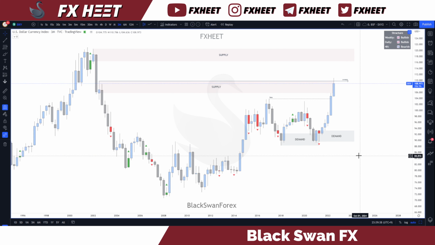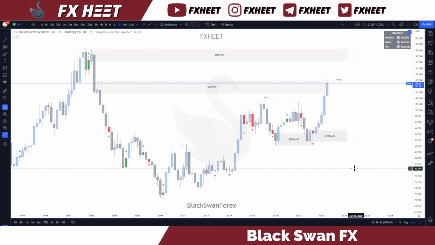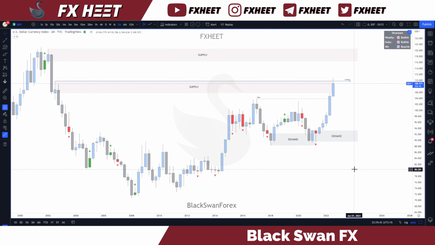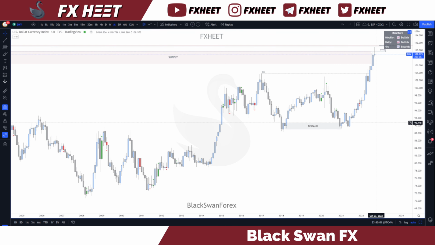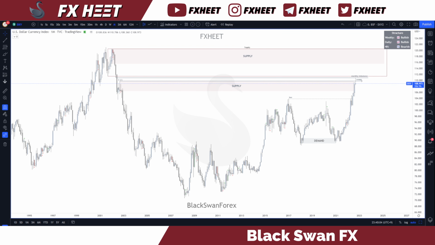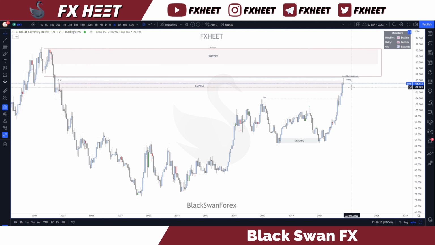And then on the 3 month, so 3 month is slightly different. On the 3 month, you can see that we swept supply, and then after sweeping supply we started to have a reaction. And let's move to the monthly next. So on the monthly, what do we have? You can also see that we swept supply on the monthly time frame as well, so we can see the liquidity that was built here that was swept.